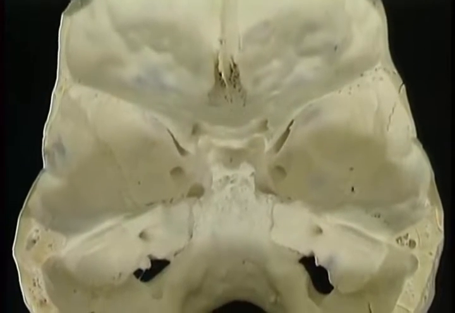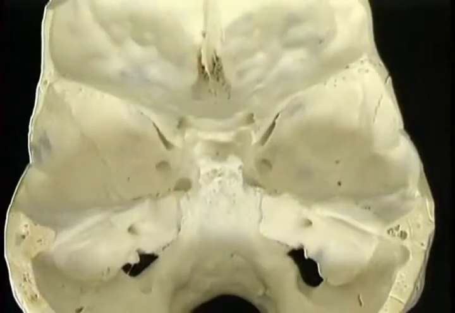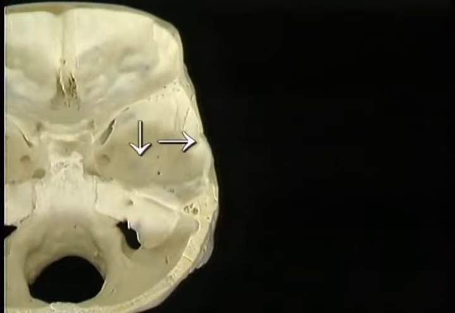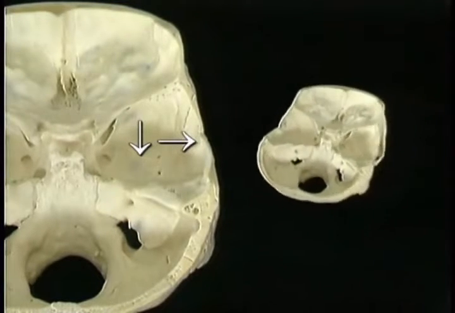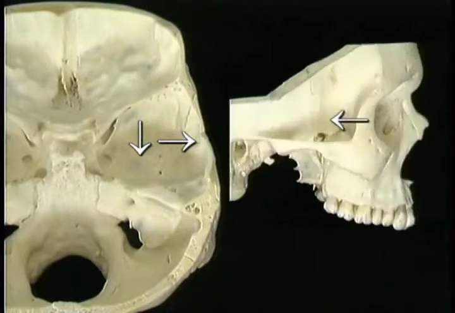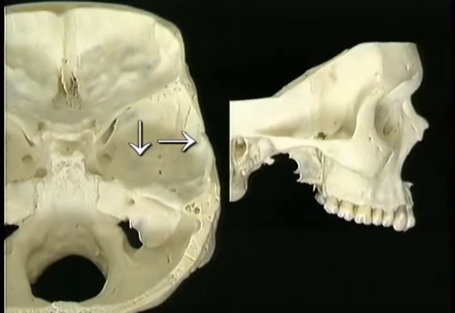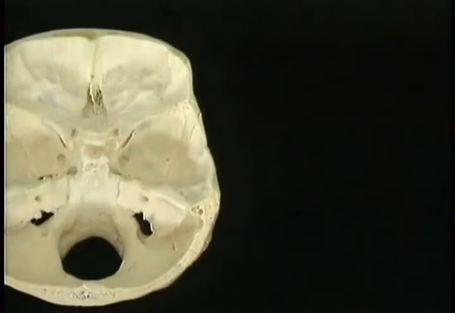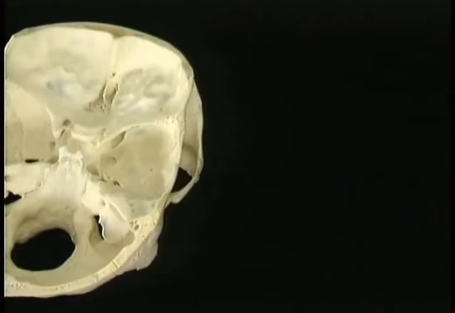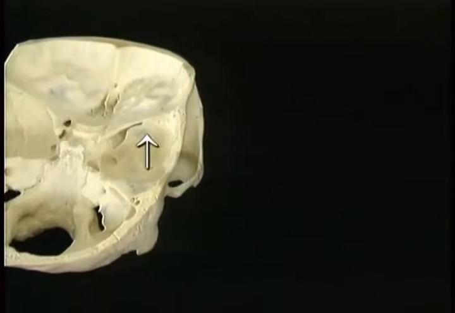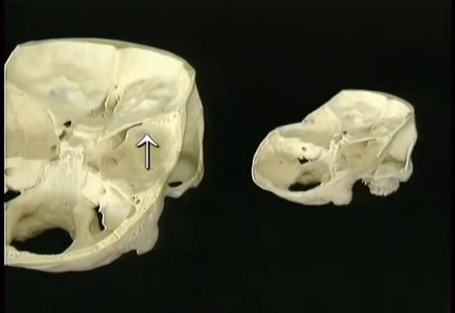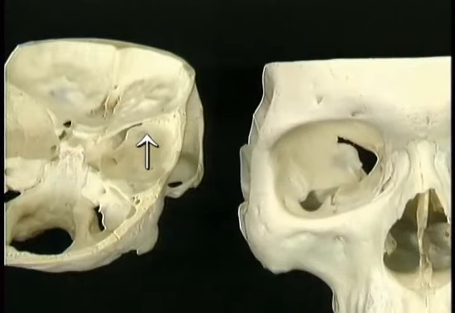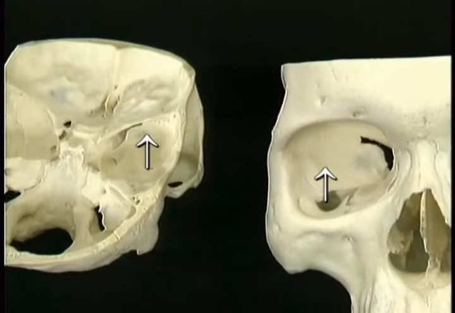Now we'll move back to the middle cranial fossa. The bone that forms the side wall and floor of the middle cranial fossa also forms, on the outside of the skull, the wall of the temporal fossa and of the infratemporal fossa. We've seen that this is the roof of the orbit. The bone that forms the anterior wall of the middle cranial fossa also forms part of the orbit. It forms this posterior part of the lateral orbital wall.